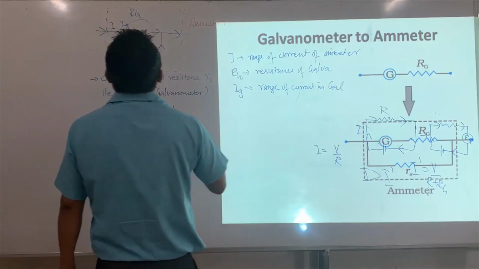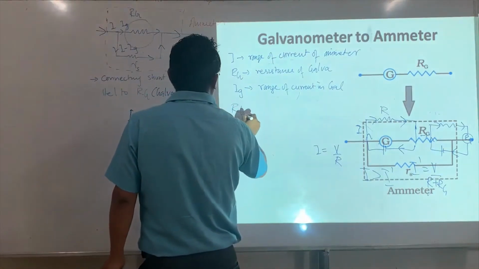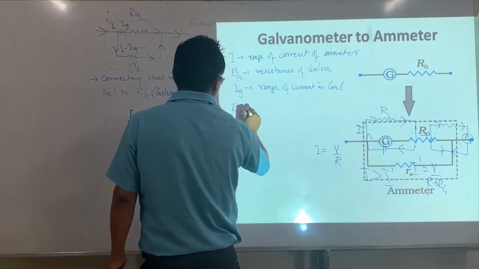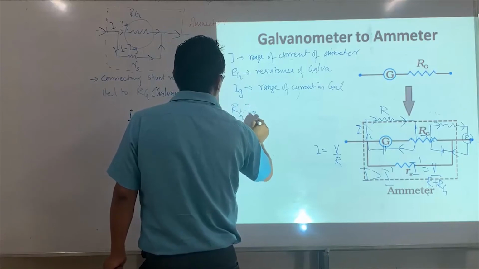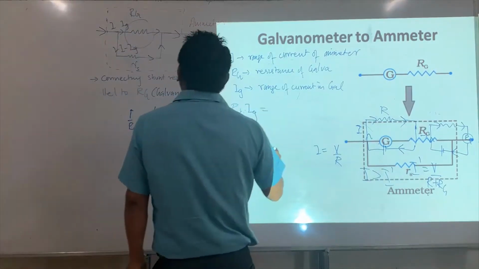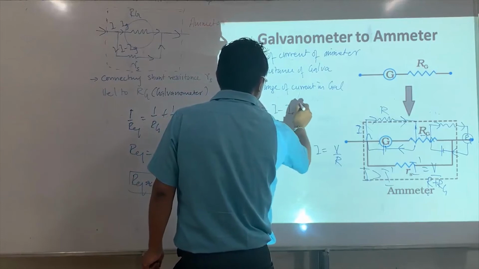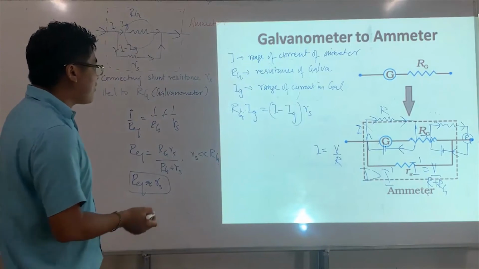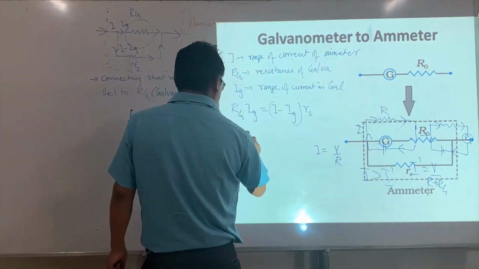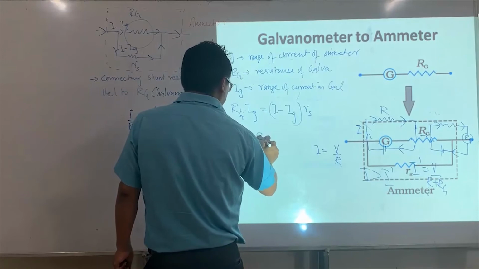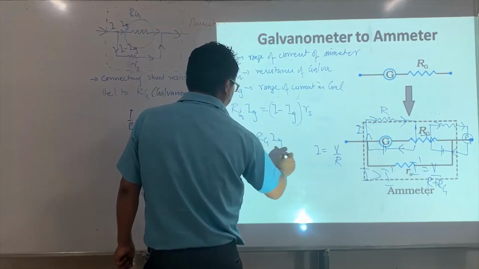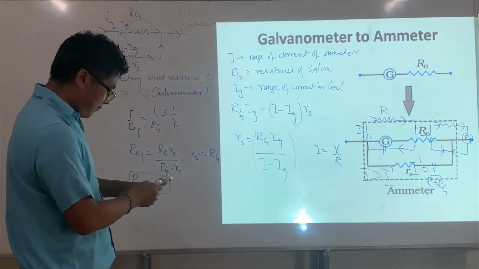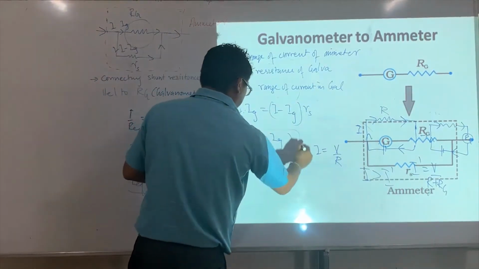So therefore, Ig Rg is equal to I minus Ig times Rs, where Rg and Rs are suffixes. We would like to find out Rs. So Rs is equal to Ig Rg divided by I minus Ig. This is how we are going to find it out.